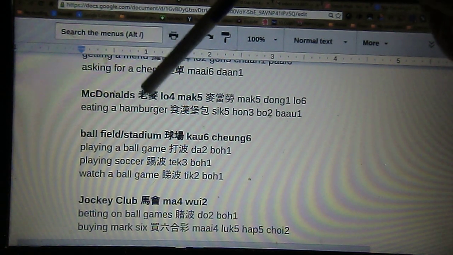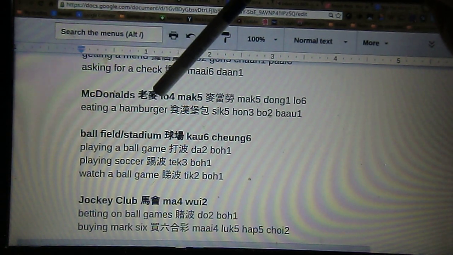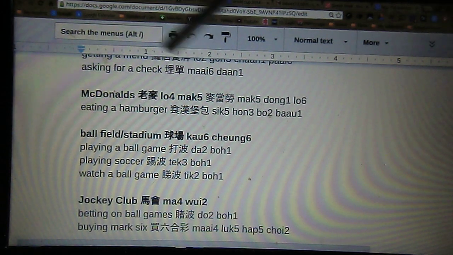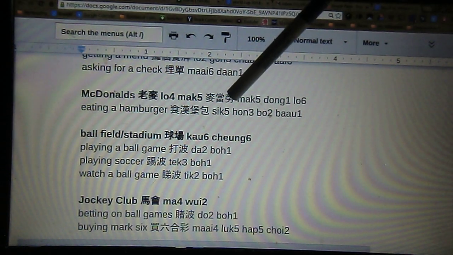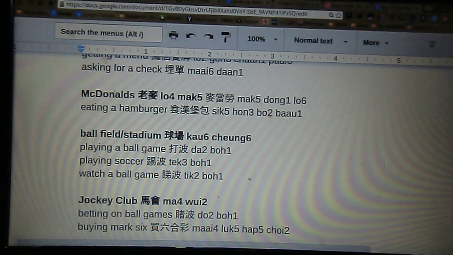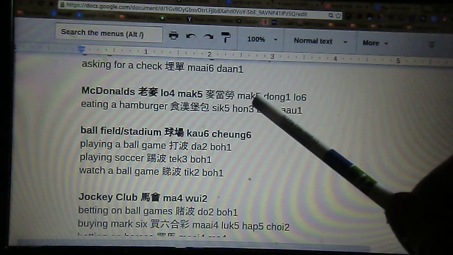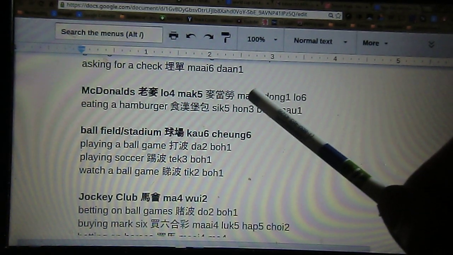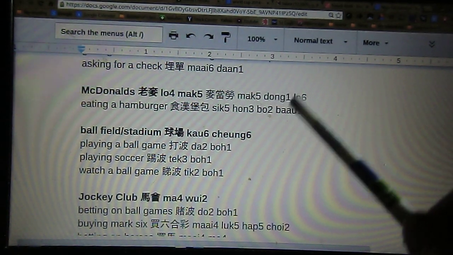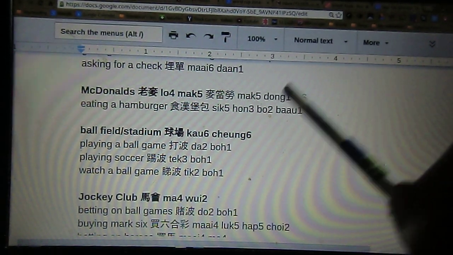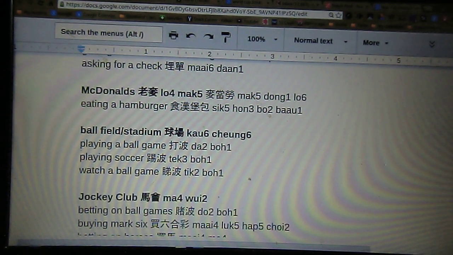And then McDonald's, we call it 老麥. 老 means old. 麥, Mak, actually is the last name of a person in Cantonese, right? So in order to make it sound more like a Cantonese name, we call it Mak Dong Lo. So Mak is actually the last name of some people in Hong Kong. Mak Dong Lo, which is the lowest pitch.